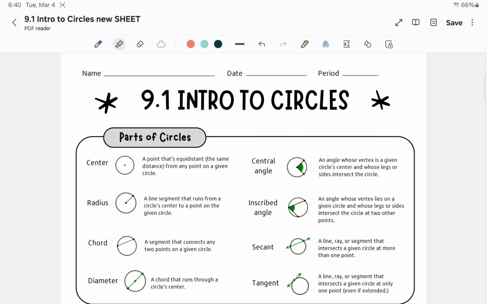So our new unit is circles. First we have to describe the parts of circles. There is a whole bunch here that we're going to go over. So go ahead and grab a highlighter and let's look over these parts of circles.